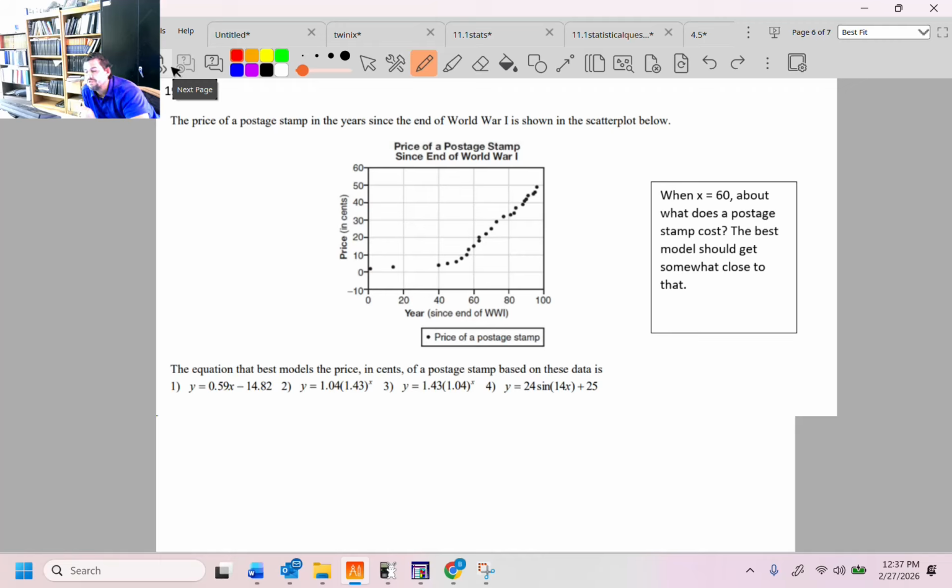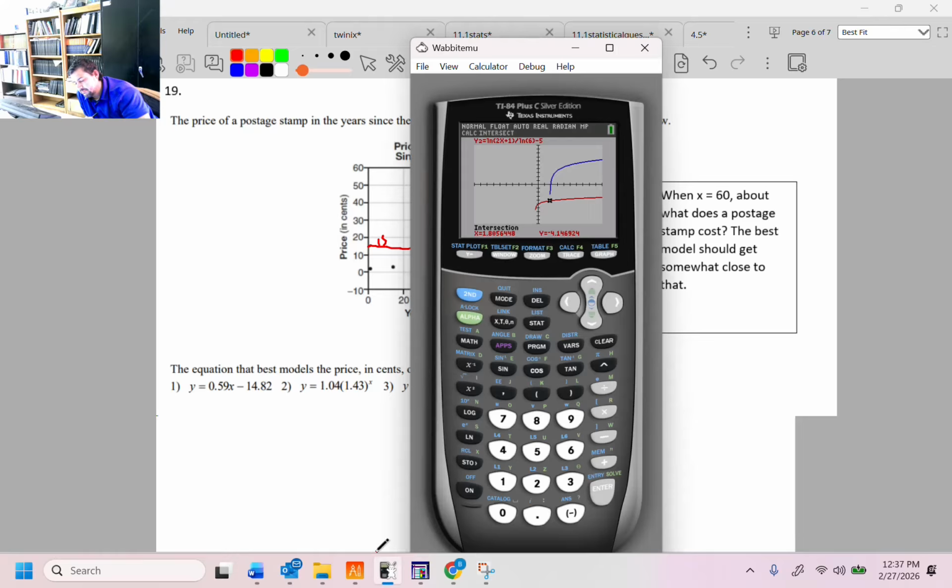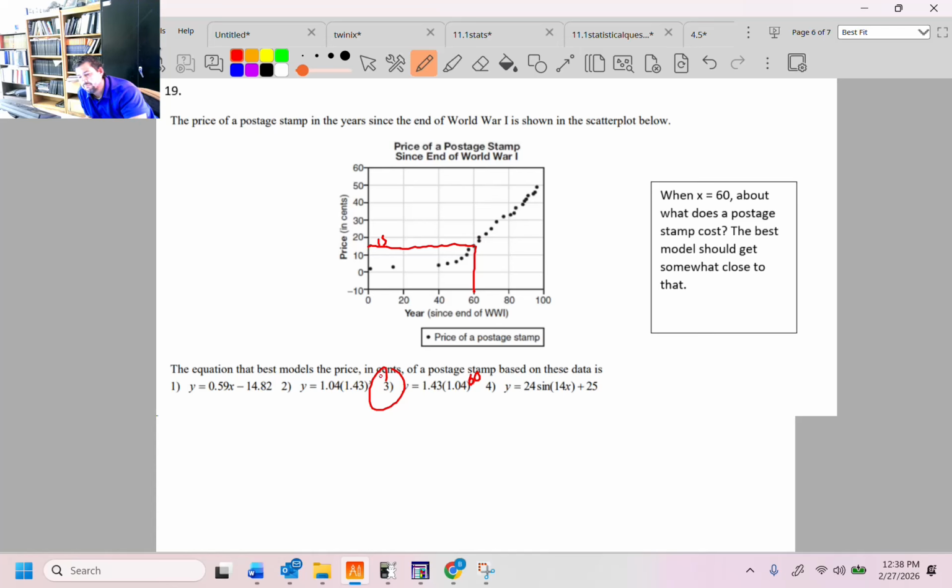19. The price of a postage stamp in the years since the end of World War I is shown in the scatter plot below. I don't know how many kids tried to look at the scatter plot, but it was too many. I gave you a hint. When x is 60, the price of a stamp is 15. Now, it turns out if you put a 60 right there, you'll get really close to 15. That was 1.43. Inside was 1.04, and you're going to rooftop that bad boy to the 60th power. And God, it's close. Choice 3.